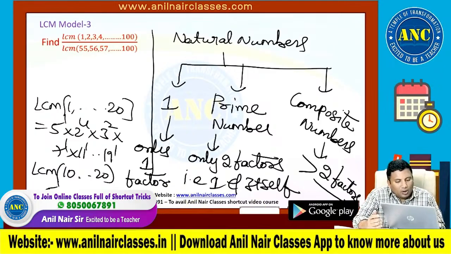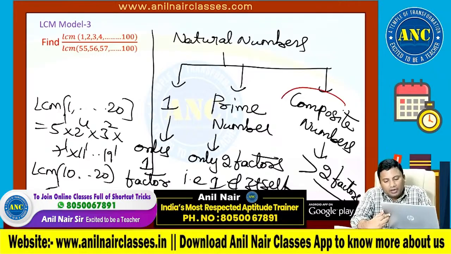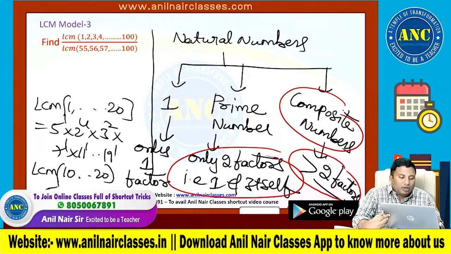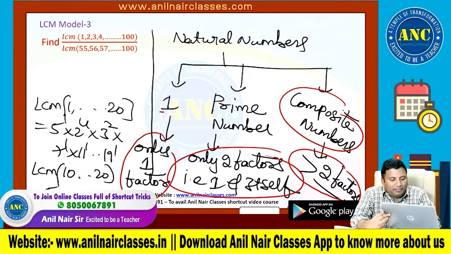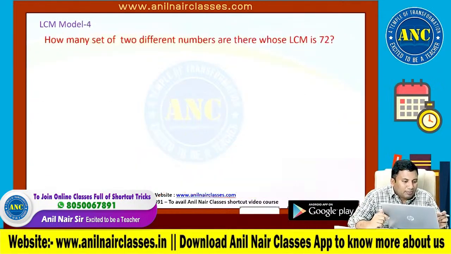Balaji asked me what a composite number is. I hope you got the idea. Composite number is a number which has greater than 2 factors. Prime number has only 2 factors. Only 1 factor, it is 1. Right? Shireen, I already explained that problem 3 times, so I am skipping.